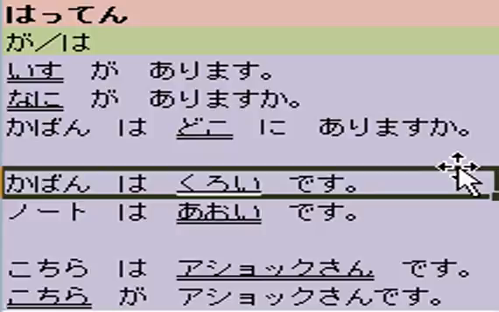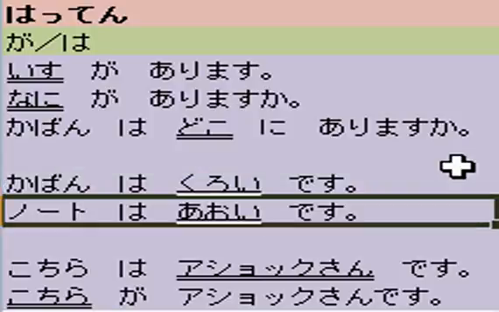So the next sentence is Kaban wa kuroi desu. The bag is black in color. This is an obvious situation because both the listener and the speaker are looking at the bag, and they are aware that the bag is black in color. So this is not a new situation to both of them. So the particle wa is included here.